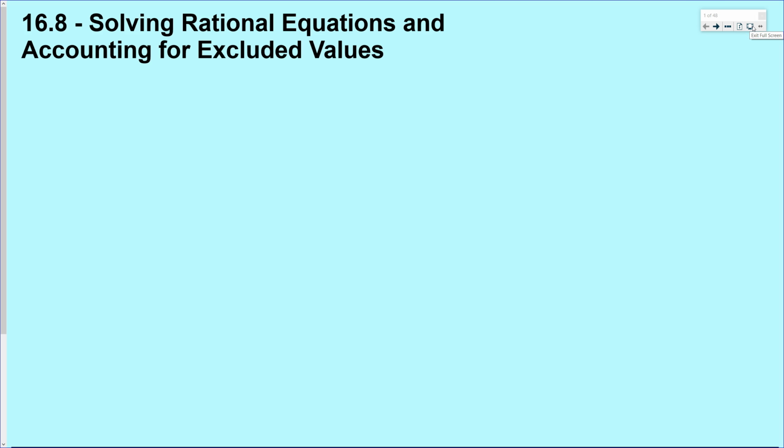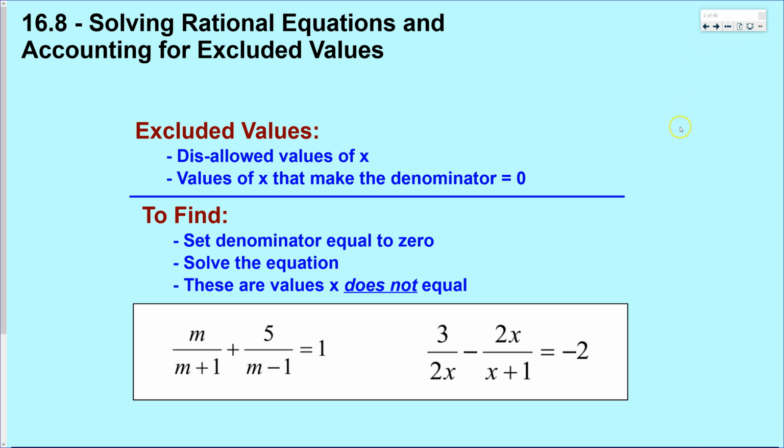Today we're going to solve a few rational equations and we're going to account for excluded values. I suppose that means the first thing you need to know is what is an excluded value, which we've talked about before in class a little bit. It is a value that is not allowed for x, or a value of x that would make anything undefined in the equation or expression. Since we're dealing with rational equations and expressions, that would mean, in this case, a denominator of 0.